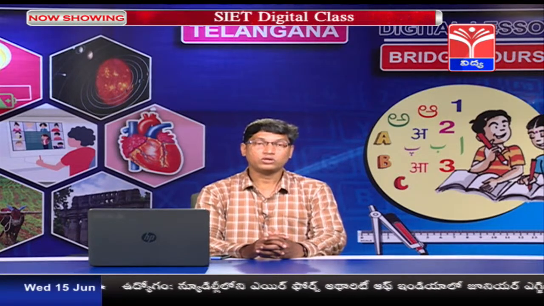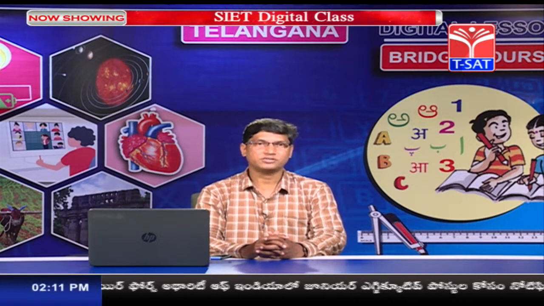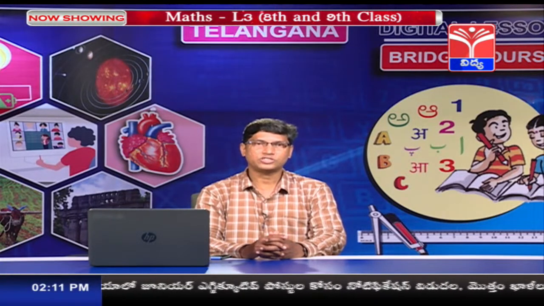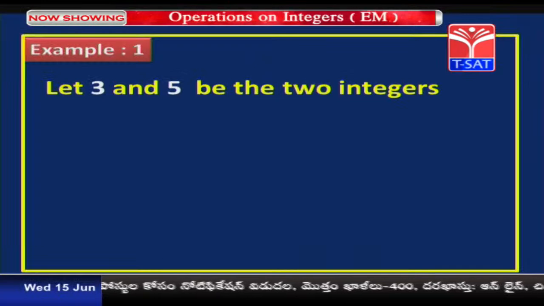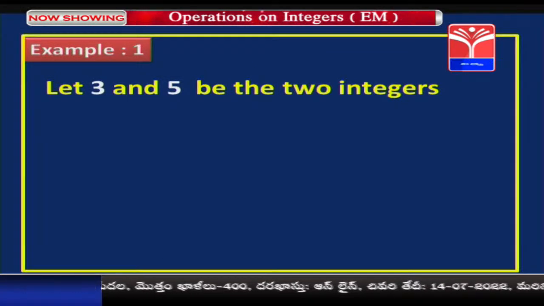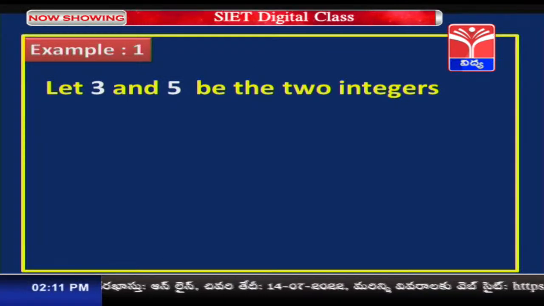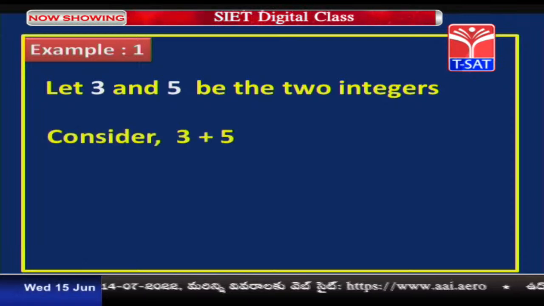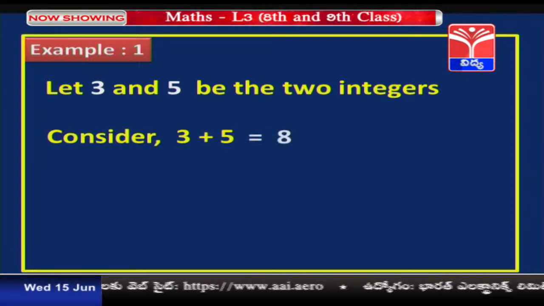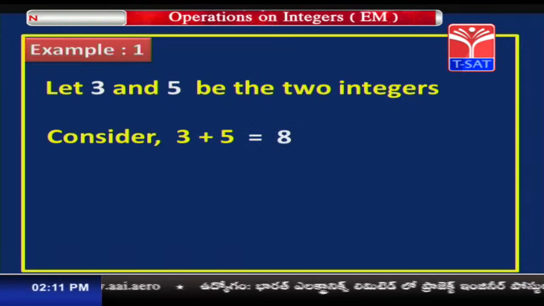Now, let us move on to the properties of integers, children. So, let us take an example, children, as shown. Consider two integers 3 and 5. So, I have taken here both positive 3 and 5. Now, let us add 3 and 5. So, what do you get, children? 3 plus 5? Yes, we get 8.